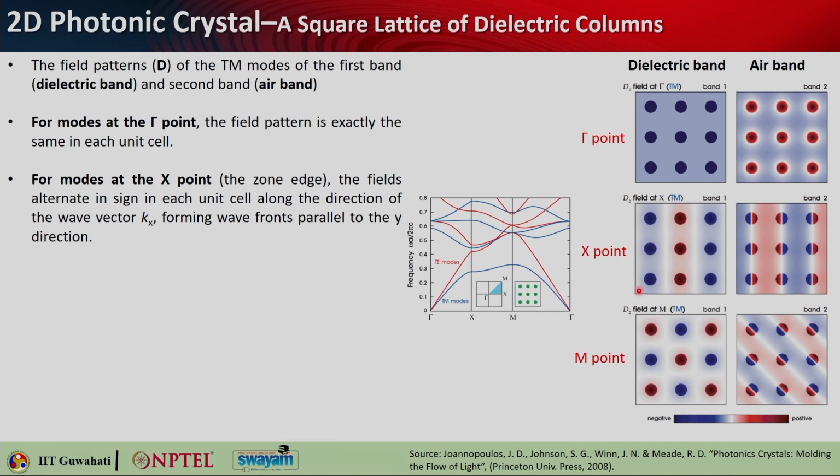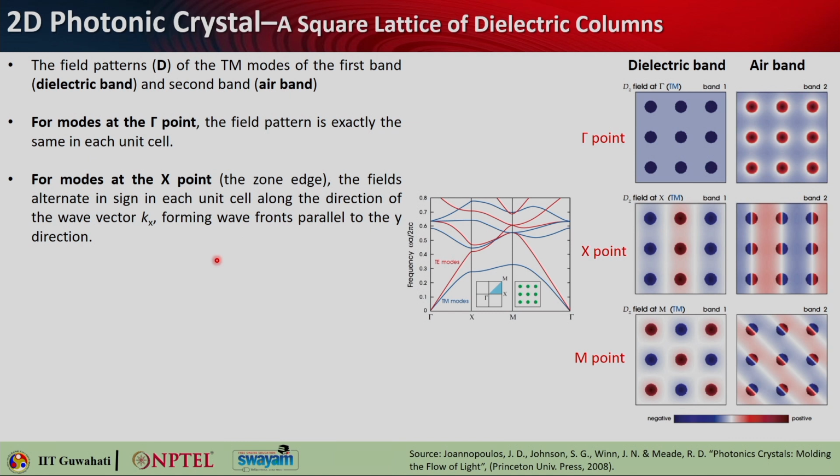However, when you move to the X point, that is, you have moved from the center to the band edge, or you can say the zone edge, you can see that the fields are basically alternating in sign. The blue one is negative, this one is red, so it is positive, then again blue, and the same thing happens here: blue, red and so on.